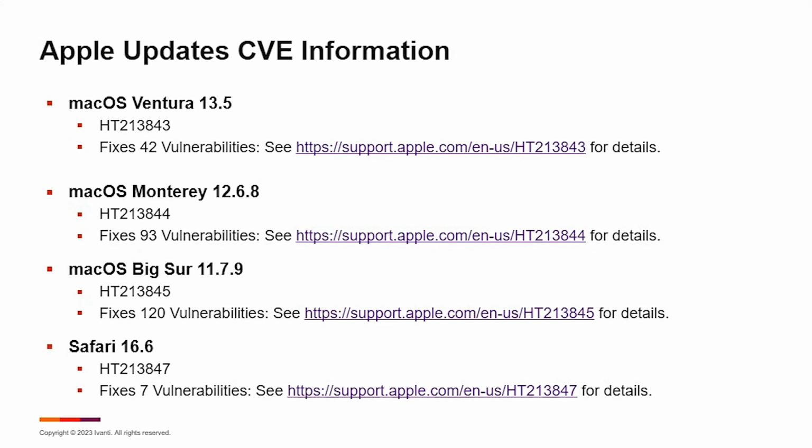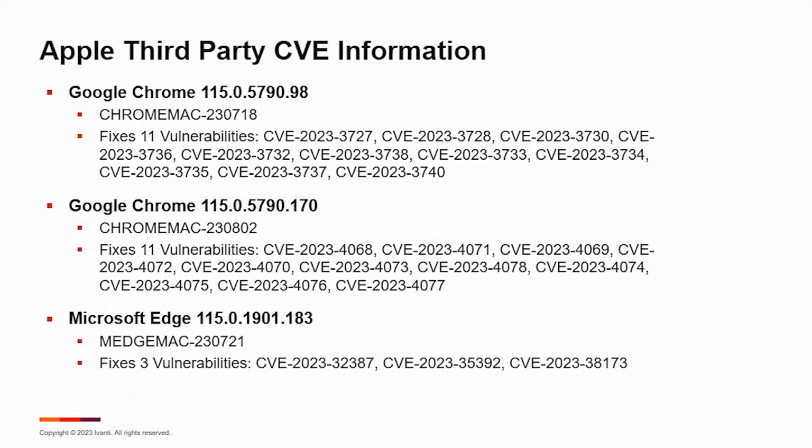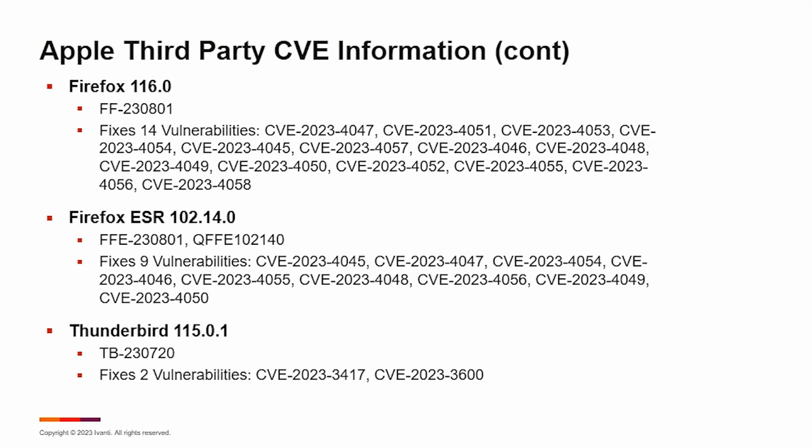On the macOS side, they resolved 42 vulnerabilities in the Ventura update. Monterey resolved 93. Big Sur resolved 120. Safari resolved 7. Google Chrome updates, similar to the Windows side, there were 11 vulnerabilities resolved in the 2 releases that came out there. And then Microsoft Edge resolved 3 vulnerabilities in their Edge for macOS. Firefox 116 and their ESR branch 102 were both released, resolving 14 and 9 CVEs there. And then Thunderbird resolved 2.